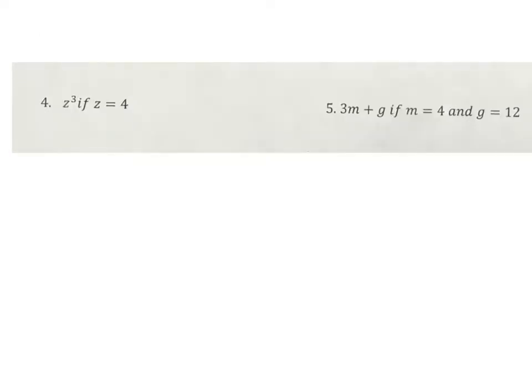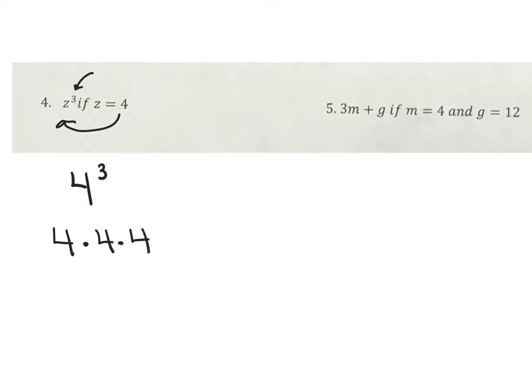Now let's take a look at 4 and 5. So 4 has an exponent. Remember when we see a smaller number that is higher in the air, that is an exponent. So this is z to the power of 3, and they are saying that z needs to become a 4. So we would rewrite this as 4 to the power of 3. And we have to remember with exponents, the best thing to do as we are learning exponents is to write it in expanded form. And exponents mean repeated multiplication. So this is 4 times 4 times 4.